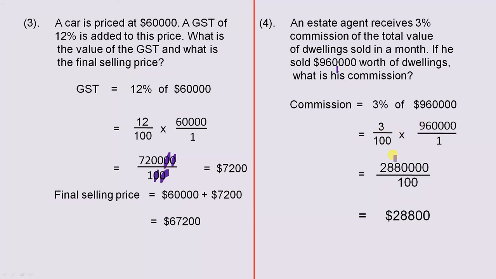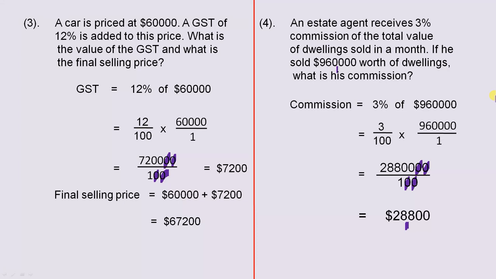3 times 96 is 288, and then we have the 4 zeros. So that's actually 2,880,000. We divide that by 100, so you get rid of those 2 zeros, that's how we cancel. So what are we left with? 28,800. So the commission is $28,800.